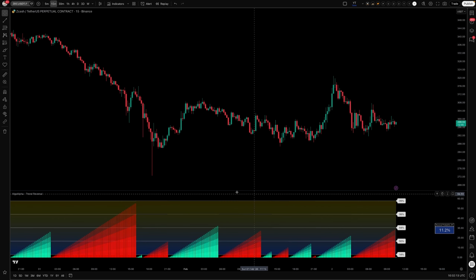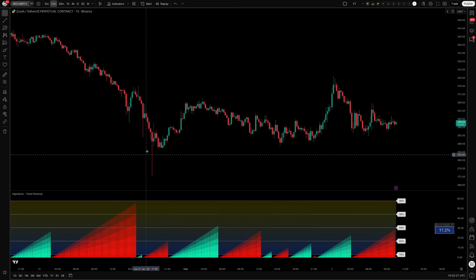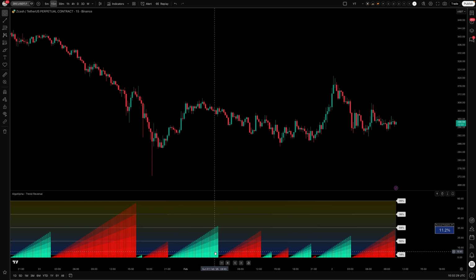At the bottom, you can see the trend histogram. Green bars indicate an uptrend phase, while red bars indicate a downtrend phase. The higher the histogram goes, the longer the current phase has lasted. This is a simple yet visual way to assess trend exhaustion.